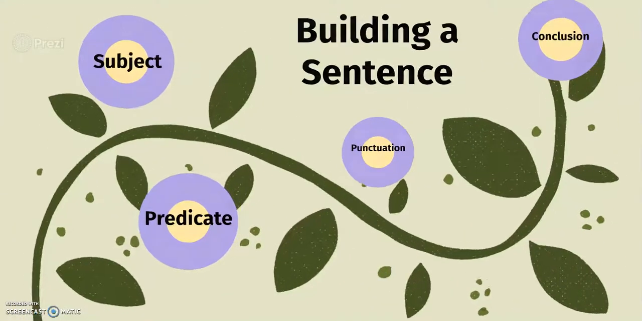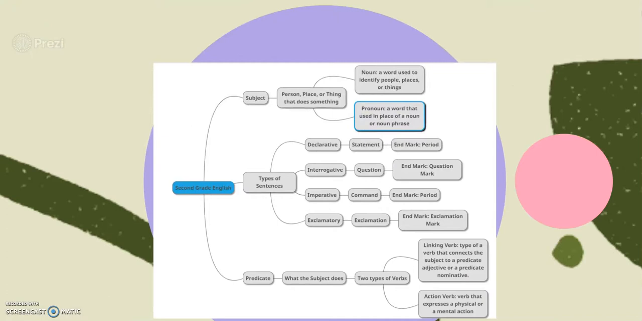So next we have punctuation. So you have 4 different types of sentences, and this is my word map describing the different types of information that we are talking about. So we have types of sentences: declarative, which is a statement, and the end mark is a period. You have interrogative, which ends in a question, and the end mark is a question mark. You have imperative, which is a command, and the end mark is also a period. And you have exclamatory, which is an exclamation, and the end mark is an exclamation mark. You can also use these types of punctuation to set off an interjection.